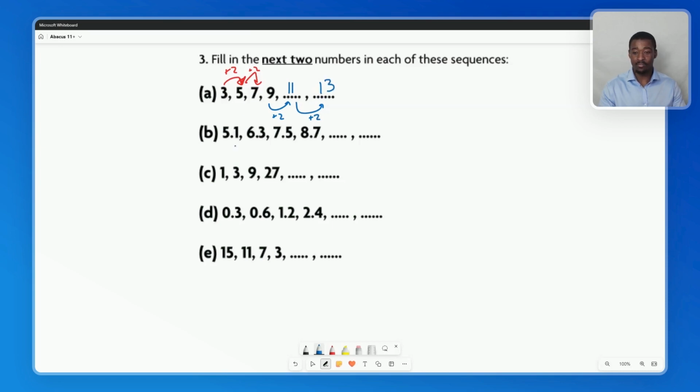And then for B, we have 5.1, 6.3, 7.5, 8.7. Here, it looks like it's still basic addition. These are the easiest patterns to recognize, except this time we have a decimal part. So instead of adding 2, we're adding 1.2. So now continue that pattern yet again.